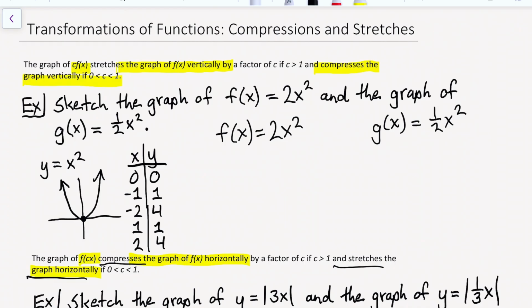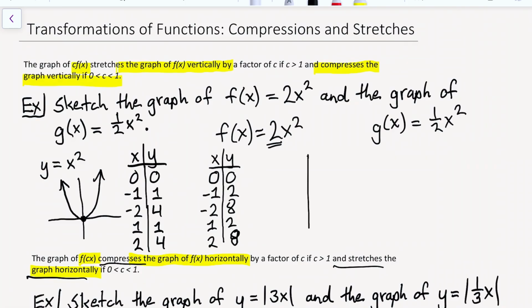For each of these, I might make a table of values as well. So we have f of x equals 2x squared. That means every output value, every y value, is being multiplied by 2. So instead of 0, 0, well, I still have the point 0, 0, because 0 multiplied by 2 is still 0. Instead of negative 1, 1, I have the point negative 1, 2. Instead of negative 2, 4, I have negative 2, 8, and so on. We are taking every output value and multiplying it by 2.